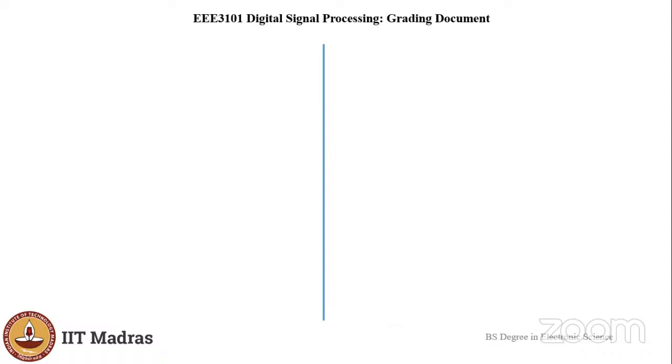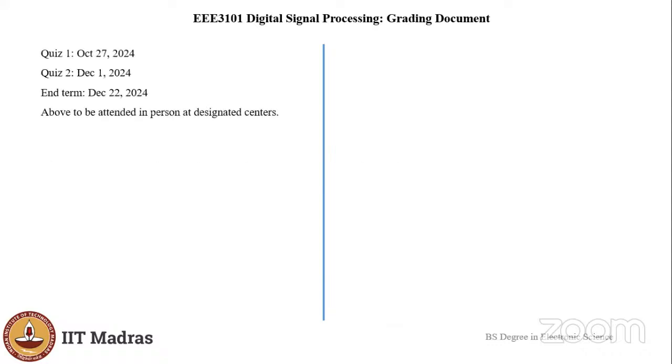Then this is the grading policy. There are 2 quizzes. Quiz 1 is on October 27, 2024, and the syllabus will be the first 4 weeks. Quiz 2 is on December 1st, covering weeks 5, 6, 7, 8. The end-term exam is scheduled on December 22nd. As you know, it will be in person at designated centers.